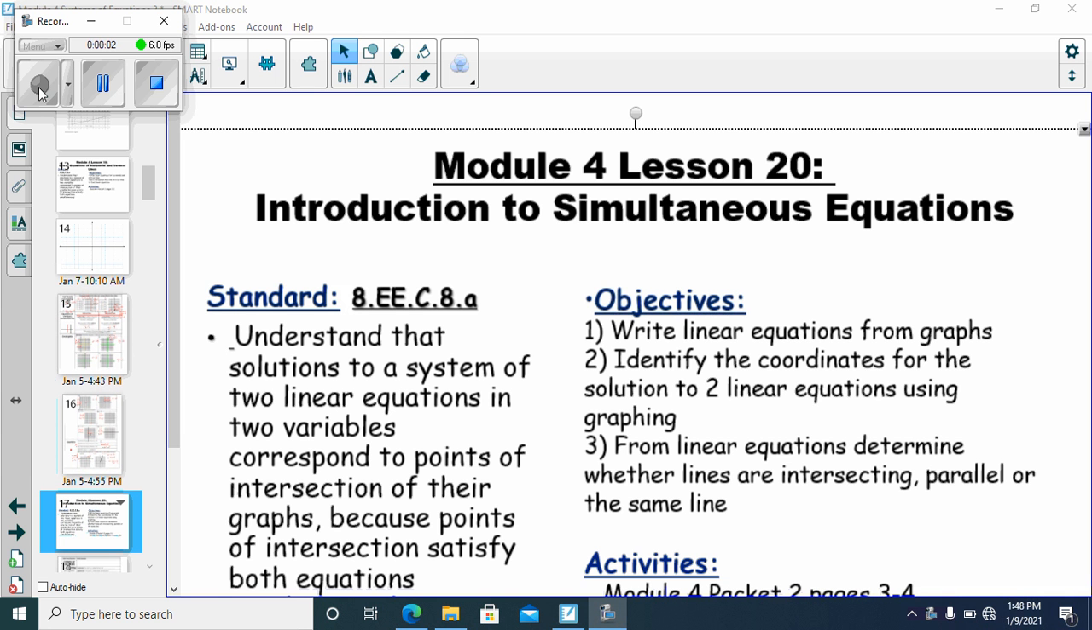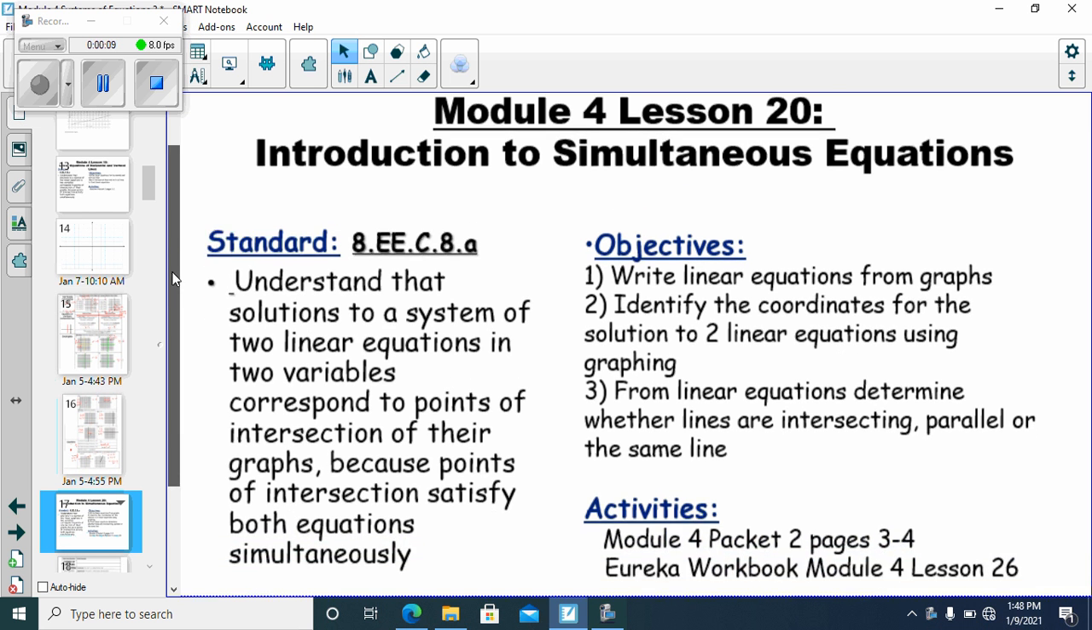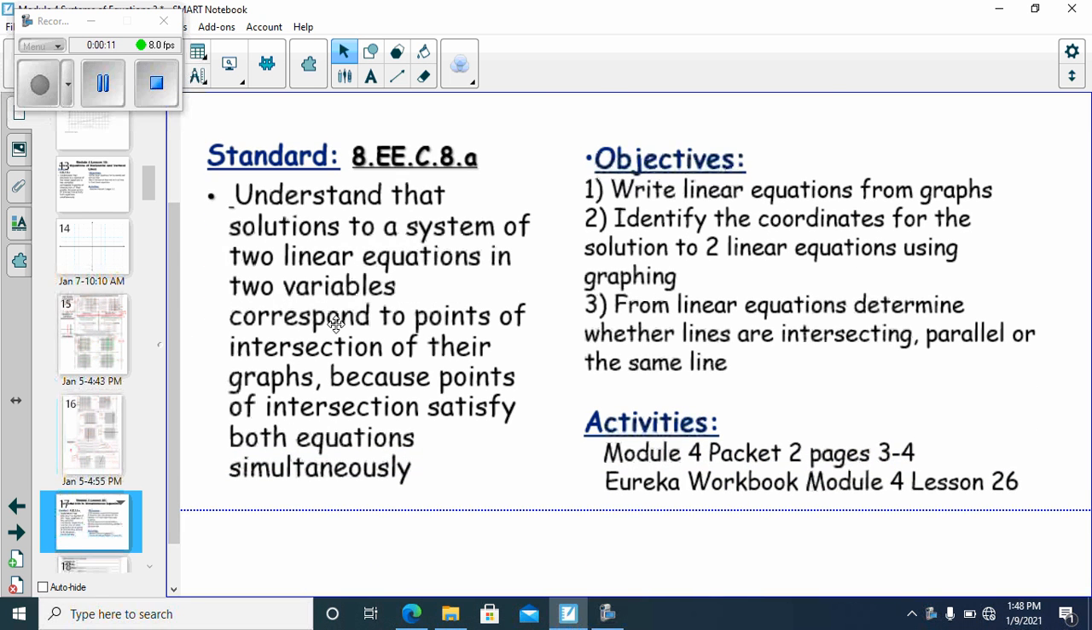This is Module 4, Lesson 20, where we're going to start introducing simultaneous equations. Like the standard says here, the key is to understand that the solution to a system of two linear equations is the point where the two lines intersect, okay? Because those points of intersection satisfy both equations simultaneously.